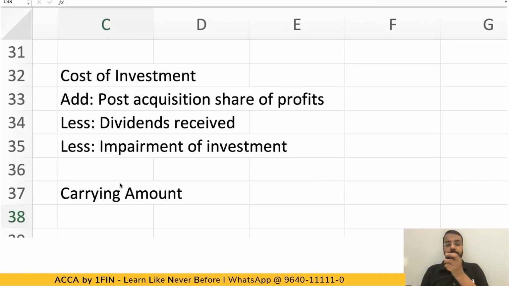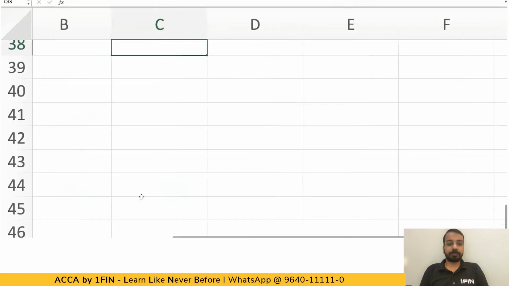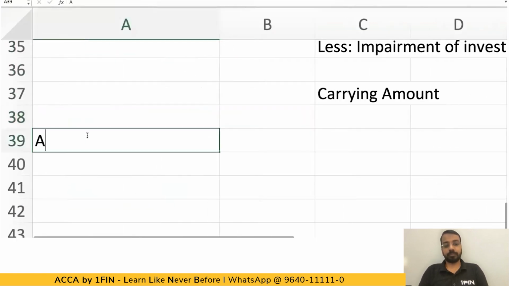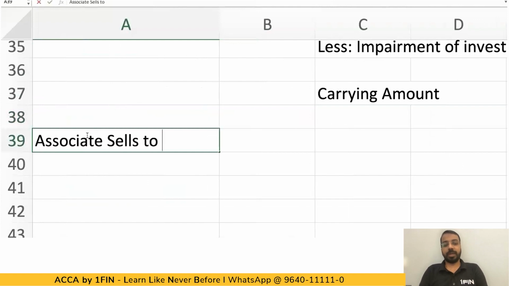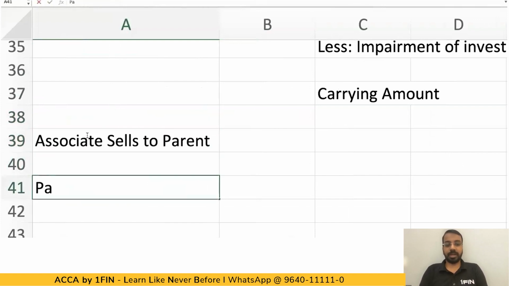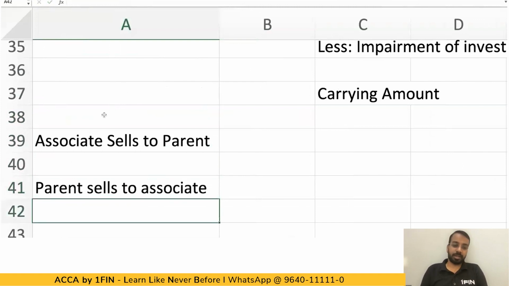Right. Now here there is also a concept of intercompany transactions or intra-group transactions where the entity sells to the associate or the associate sells to the entity. Okay, so now please remember how we should handle this. If associate sells to parent, there is one treatment. If parent sells to associate, there is another treatment, right?